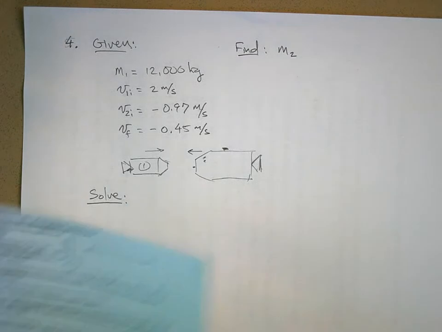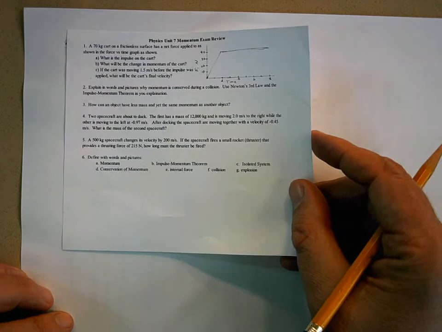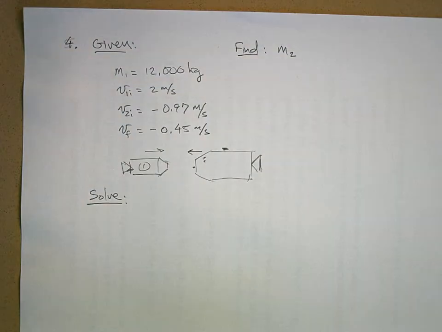So let me read problem number 4 from the Momentum Exam Review. It says 2 spacecraft are about to dock. The first has a mass of 12,000 kilograms and is moving 2 meters per second to the right, while the other is moving to the left at negative 0.97 meters per second. After docking, the spacecraft are moving together with a velocity of negative 0.45 meters per second. What is the mass of the second spacecraft?